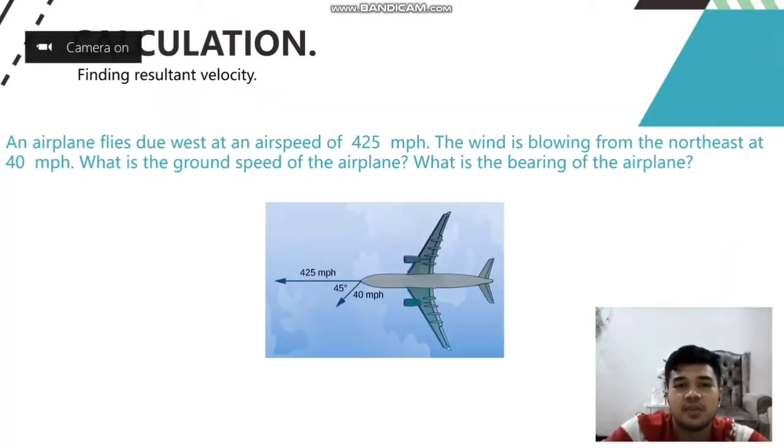Now, I will explain the calculation for finding the resultant velocity, and I will use a scalar and vector solution. An airplane flies due west at a speed of 435 miles per hour. The wind is blowing from the northeast at 40 miles per hour. What is the ground speed of the airplane? What is the bearing of the airplane? Now, we already know the situation and the problems here.